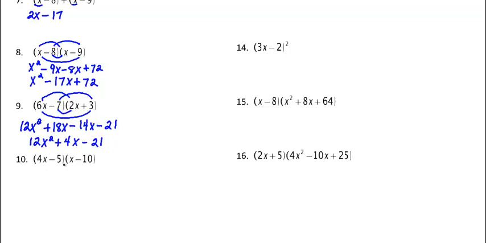Number 10 is 4x minus 5 times x minus 10. So just continuing this pattern, 4x times x is 4x squared. 4x times negative 10 is negative 40x. Negative 5 times x is negative 5x. And negative 5 times negative 10 is plus 50. So we have 4x squared minus 45x plus 50.